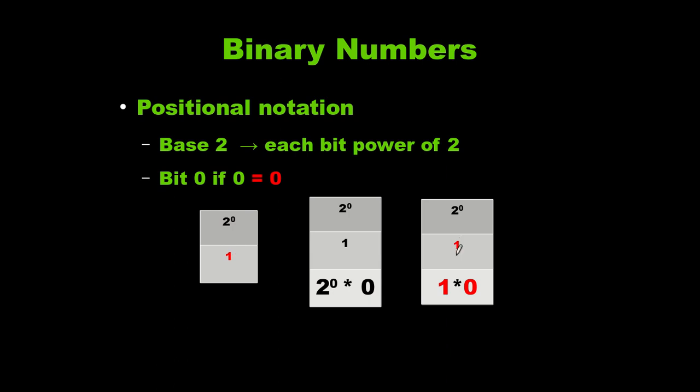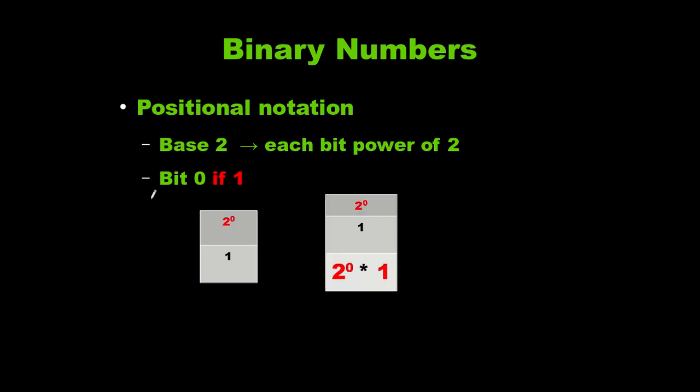Okay, we took it in two different ways. 2 to the power 0 equals 1, multiplied by 0. So here's what I'm doing: 2 to the power 0 equals 1, and 1 times 0 equals 0. If the bit equals 0, the value is 0. If the bit equals 1, bit 0.